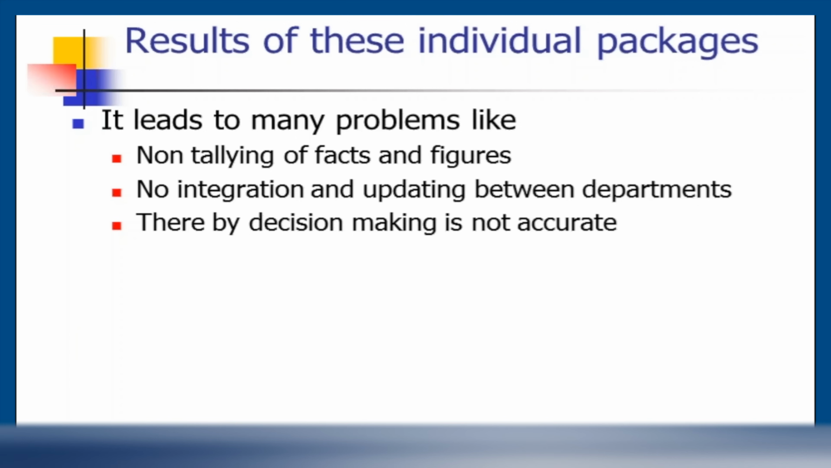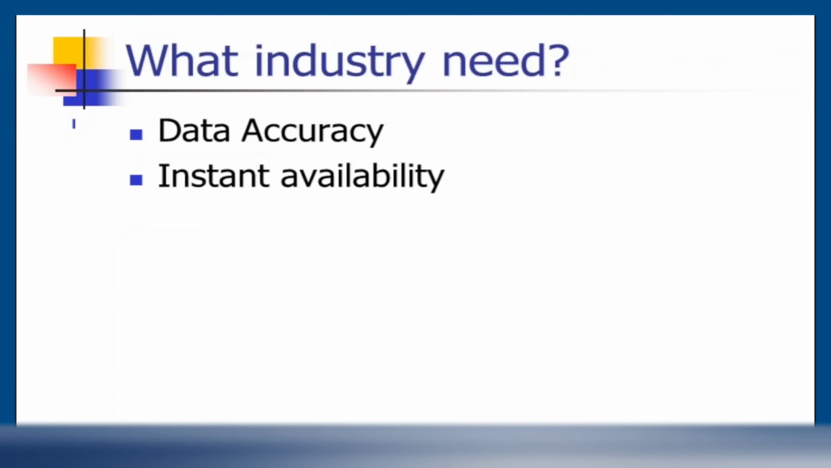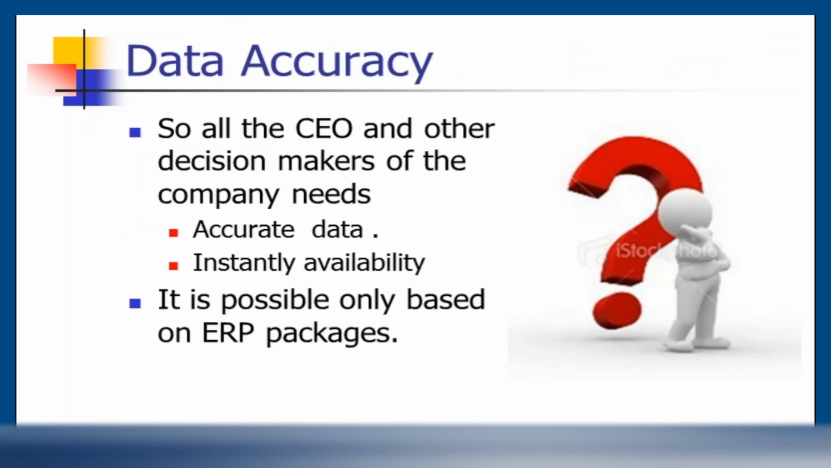Then the decision makers, who are going to take a decision, see that this is data which is not accurate. Four departments are submitting four reports which are not tallying with each other. Then the decision maker does not know what to do. Actually, to take a decision, what the industry needs is that the data must be accurate, and the data must be available instantly. Only then the CEOs and other decision makers are going to take decisions. Then they are in a dilemma.